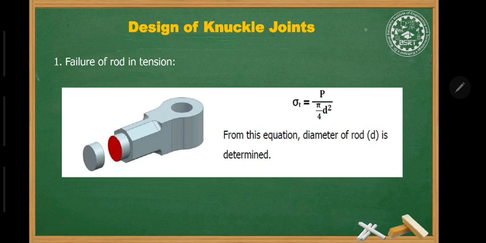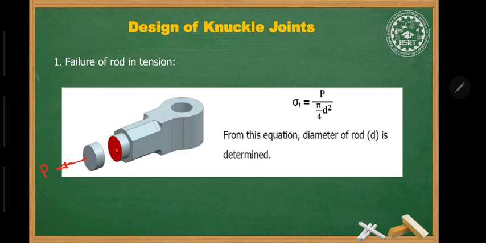So, design of the knuckle joint. First step is failure of rod in tension. When the single eye or double eye is subjected to the external tensile load, suppose in this case this is our single eye, which is subjected to the external tensile load P. Due to this external tensile load, the rod may fail like this.